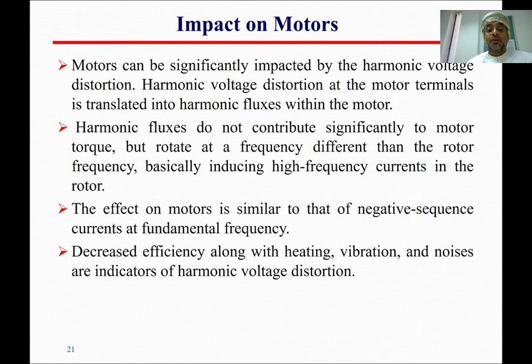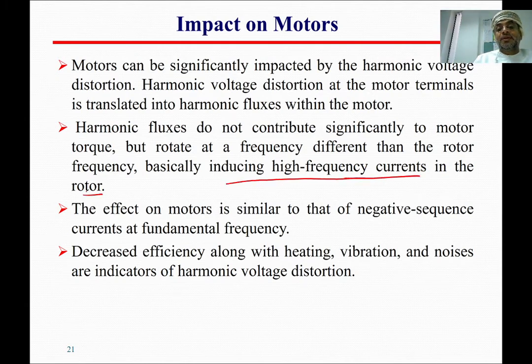Impact of harmonic on motors. Motors can be significantly impacted by harmonic voltage distortion. Harmonic voltage distortion at the motor terminal is translated into harmonic flux. Harmonic flux does not contribute to the motor torque, but rotates at a frequency different than the rotor frequency. As a result, it will induce current in the rotor.